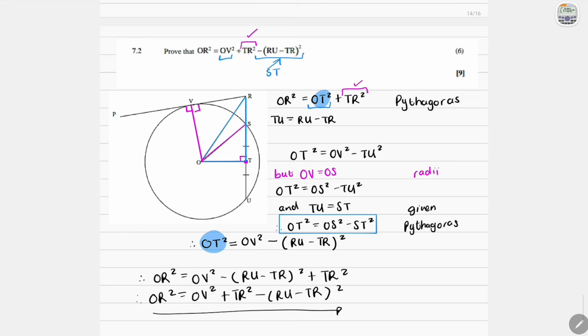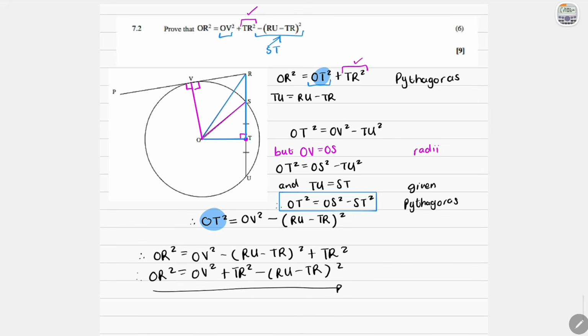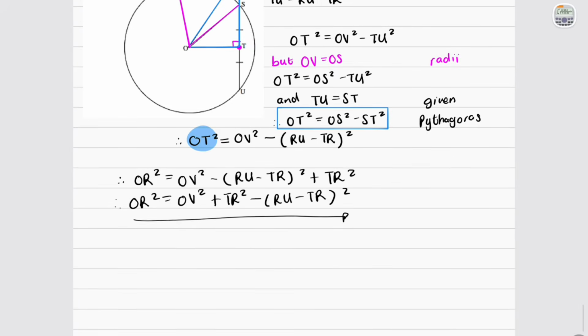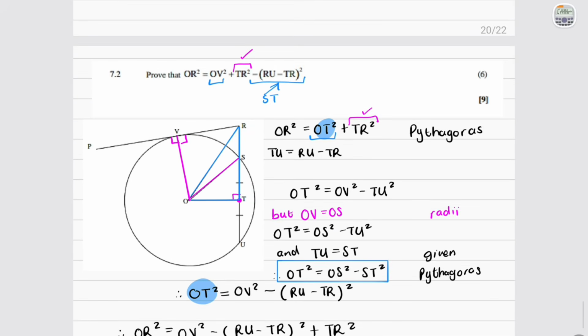And that is it for question 7.2. And that is it for question 7. So that is the last question for this paper. And that is the end of this paper.